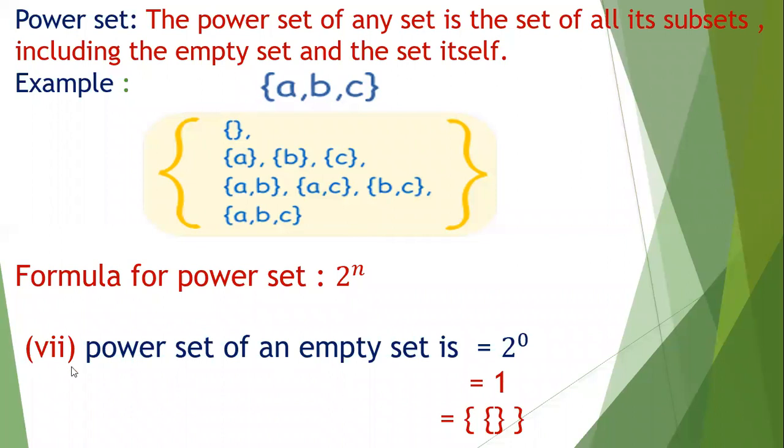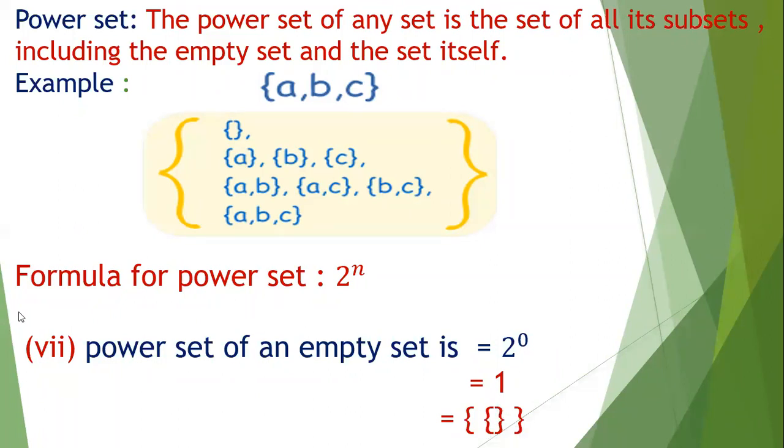Similarly, if we talk about the 7th part in the review exercise, it asks for the power set of an empty set. If you want to find it with the help of the formula 2^n, in the empty set we don't have any elements, so we write 0. As you have done in laws of exponents in the previous year, any number raised to the power 0 is equal to 1. So how many subsets will be here? Just one subset, and that will be just the empty set.